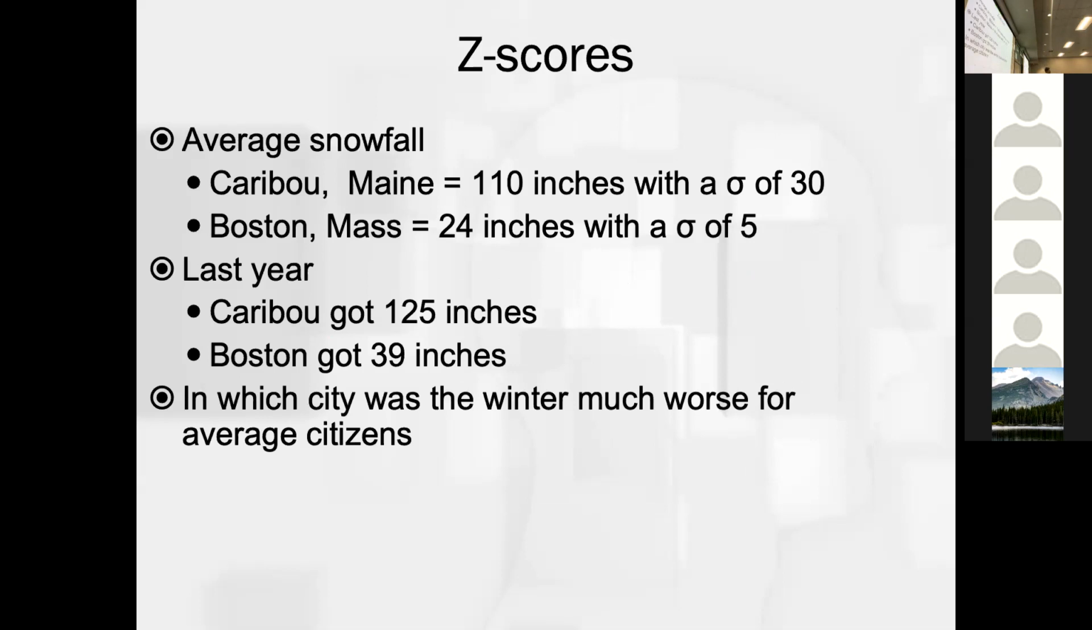All right, so now we can go back to that question we started the class with. Average snowfall in Caribou, Maine is 110 inches with a standard deviation of 30. In Boston, Massachusetts, it's 24 with a standard deviation of 5. Last year, Caribou got 125 inches and Boston got 39. In what city was winter much worse than baseline, or much worse than average? So go ahead and spend a couple minutes and try to figure this one out, and then we will bring it together.